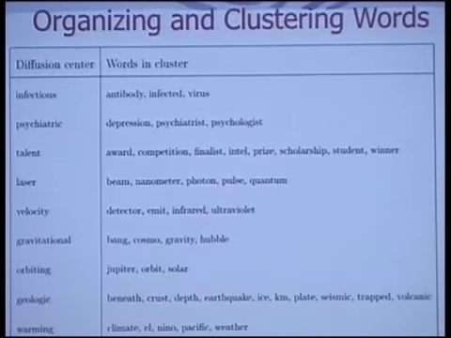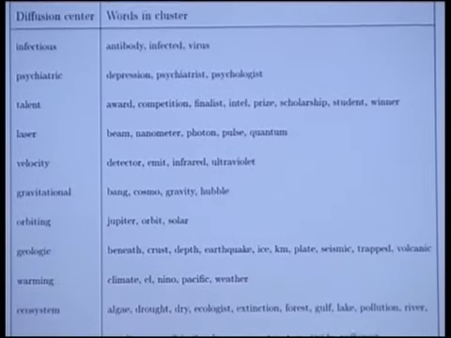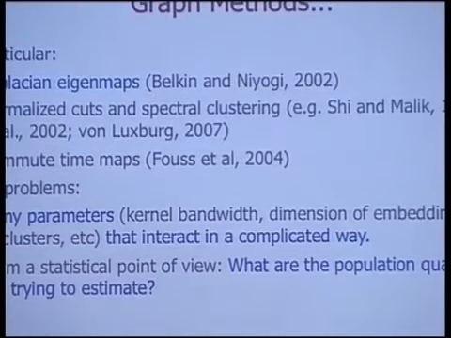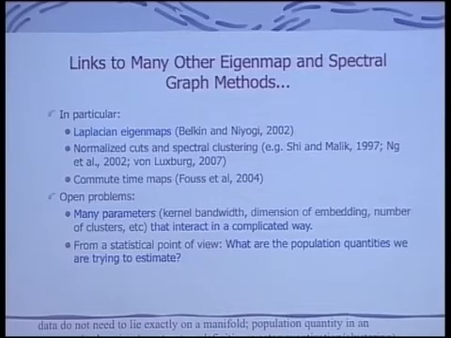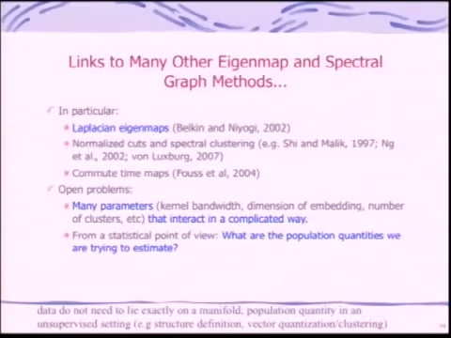So it actually looks like I have a lot of time here. The last part of the talk is actually the part that I'm most involved in right now. I've been talking about diffusion maps because that's what I've been working on, but there are many links between diffusion maps and other eigenmap and spectral graph methods, in particular Laplacian eigenmaps that Belkin and Niyogi have been working on, normalized cuts, spectral clustering, and commute time maps.